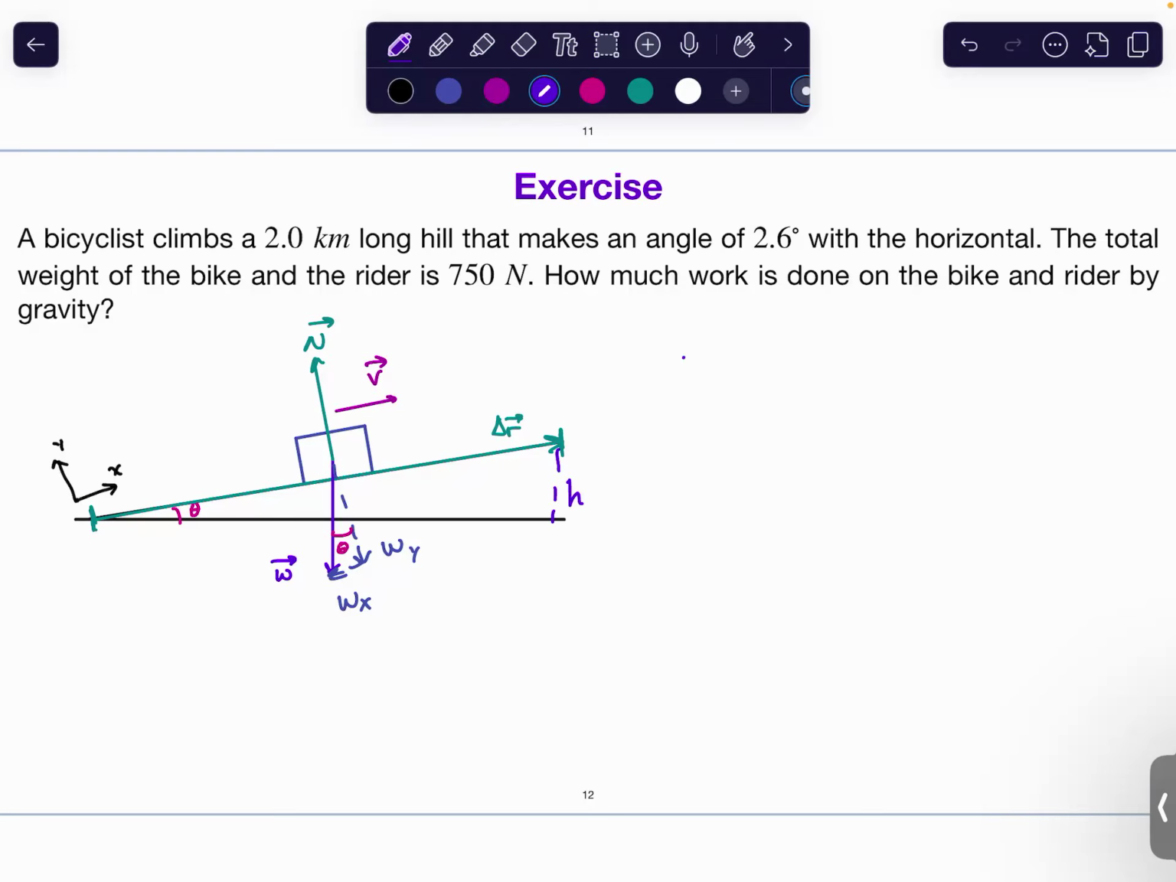So, what do we know? On your sheet, delta R is 2 kilometers. Theta is 2.6 degrees.